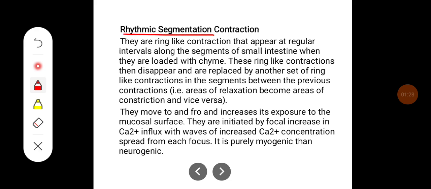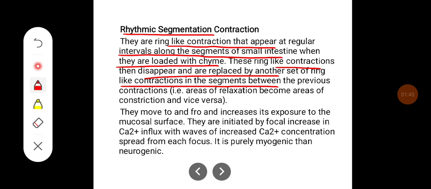Then we have rhythmic segmental contraction. They are ring-like contractions that appear at regular intervals along the segments of small intestine when they are loaded with chyme. These ring contractions then disappear and are replaced by another set of ring-like contractions in the segments between the previous contraction. That is, the areas of relaxation become areas of constriction and vice versa. They move the chyme to and fro and increase its exposure to the mucosal surface.